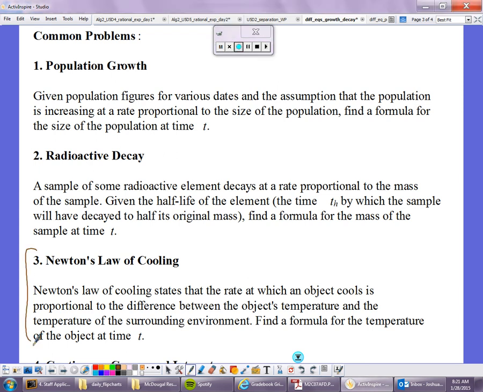And then the last one, Newton's law of cooling, kind of a cool example. Well, that was a bad pun. That wasn't even meant to be. I'm sorry. I'm trailing off now.